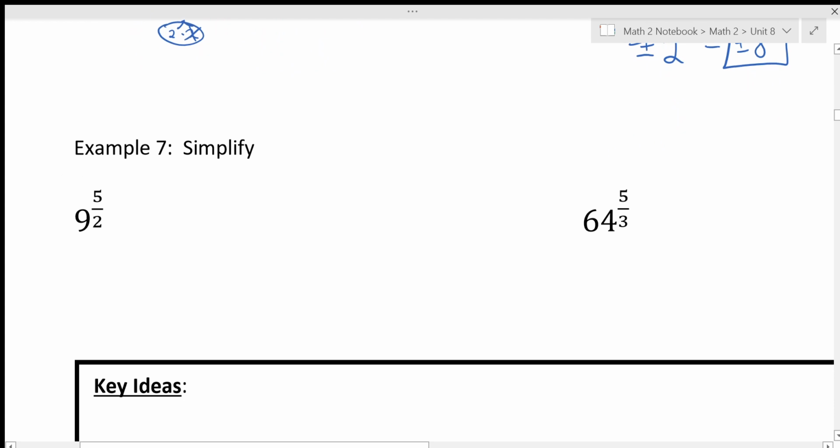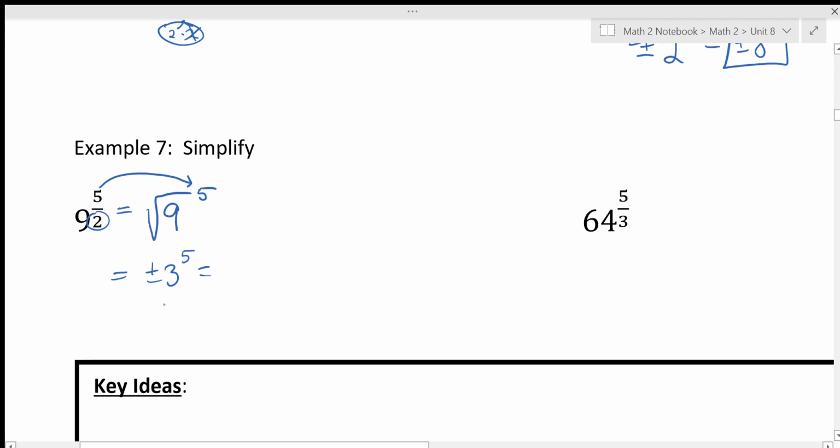Okay, example 7. We've got a 2 on our denominator, so we're looking for the square root of 9. And then the 5 is the power we're going to raise it to. So we're going to take the square root of 9 and raise it to the 5th power. Square root of 9 we know to be 3. We're going to raise it to the 5th power.